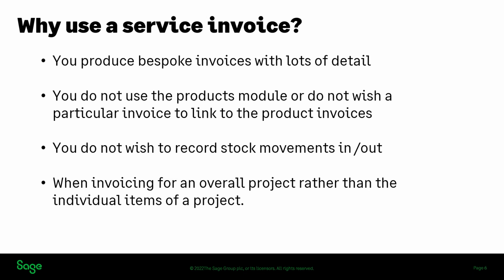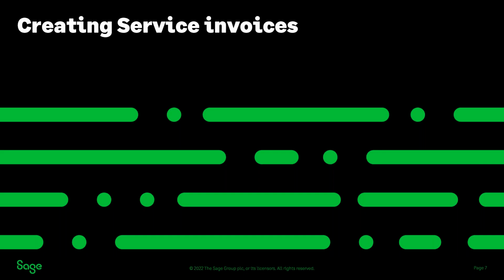Also, if you don't want to record any stock movements in or out, you can use a service invoice. And also, you can use a service invoice when you're invoicing for a project. So if you do use the projects feature and you want to invoice for the overall project, or it could be an interim payment on a project, then a service invoice would allow you to achieve that as well. Now, don't worry, we're going to show you all of this in the demonstration today.